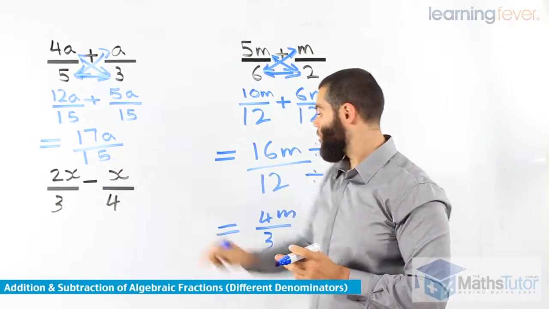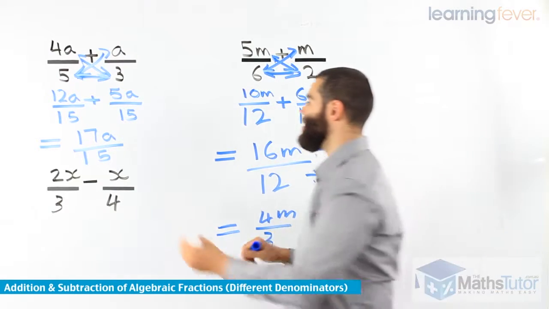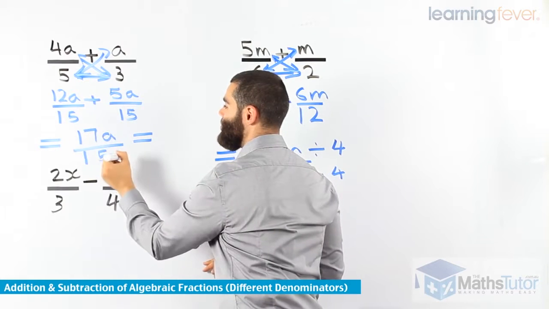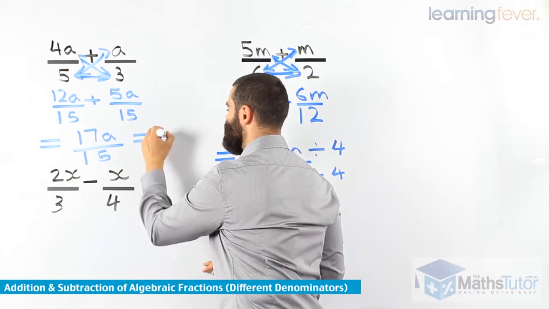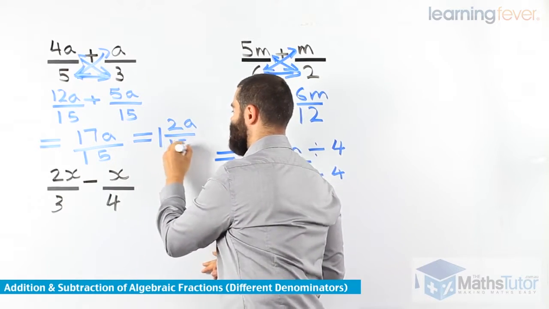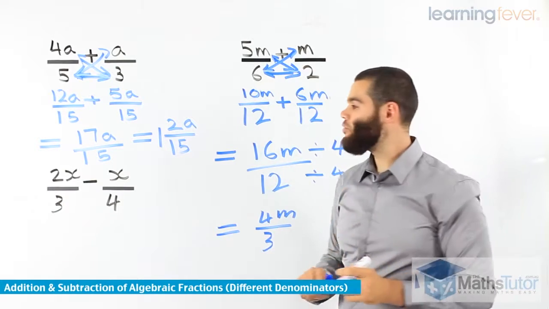We notice this is improper. You can leave it improper, or you can, if you like, write it as a mixed numeral. How many 15s go into 17? 1, remainder 2. The a is on top, and then 15 is our denominator. We can write it as a mixed numeral as well. Let's do the last one.